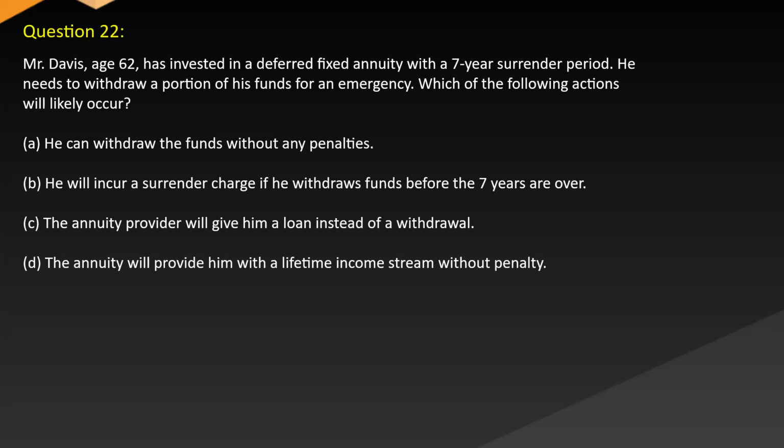A. He can withdraw the funds without any penalties. B. He will incur a surrender charge if he withdraws funds before the 7 years are over. C. The annuity provider will give him a loan instead of a withdrawal. D. The annuity will provide him with a lifetime income stream without penalty.